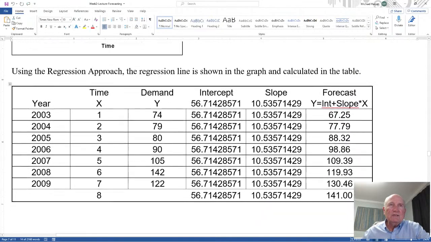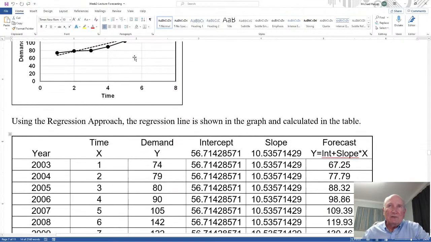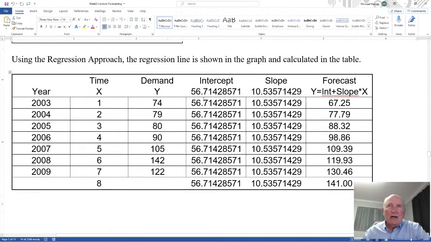Okay, using the regression approach, the regression line is shown in the graph. And in the graph up here, there's a regression line, and it's calculated in the table. I'm going to calculate the intercept, calculate the slope, and put it together to get my forecast. So my forecast for time period is 141. Again, I could go through this, and actually the textbook goes through the arithmetic. Now, if you're interested, you can certainly do that.